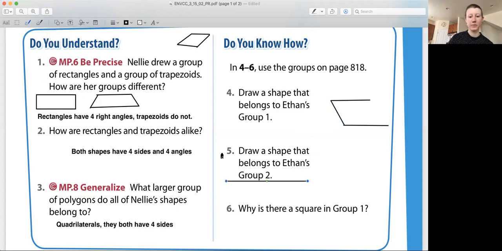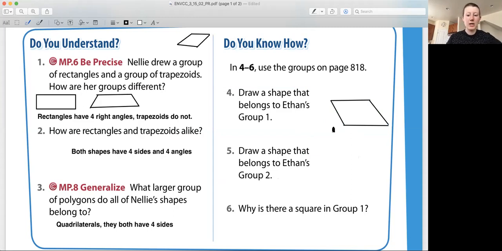Okay. That's about the best I'm going to get, but you can see that they're pretty much parallel. So that is another rhombus that would fit into that same group.